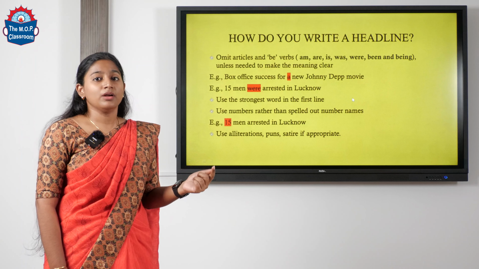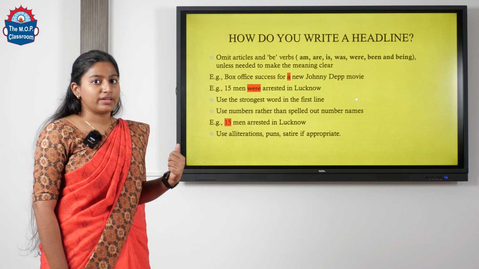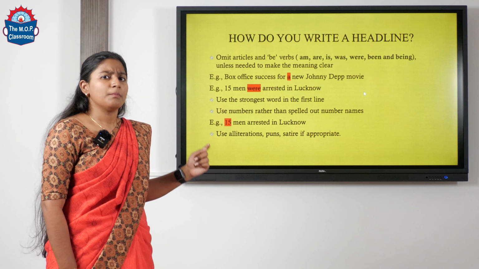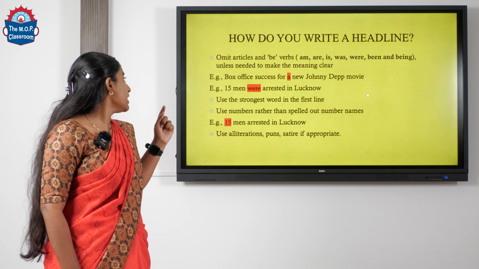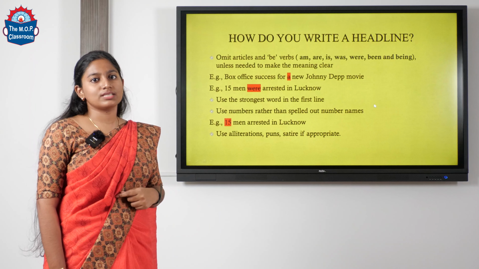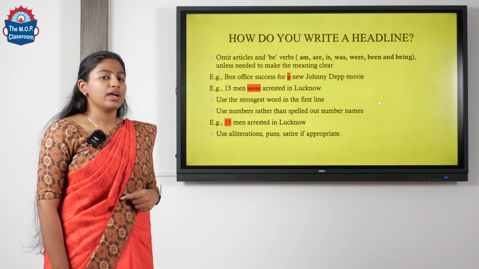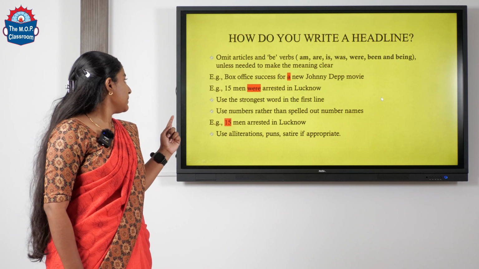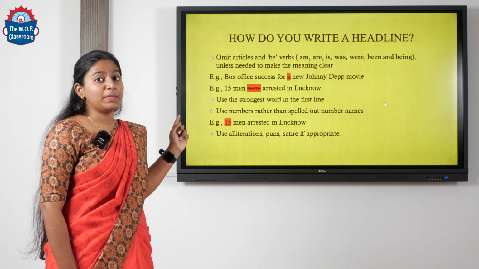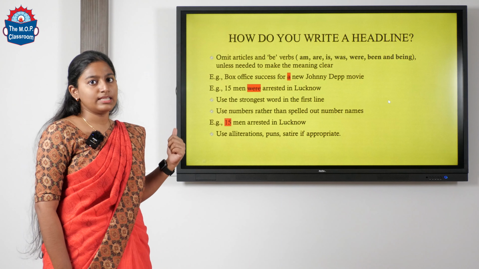You can also use them to make the meaning clearer, unless and until it is required. Here we have an example, box office success for new Johnny Depp movie. But the correct grammatical way of writing it would be box office success for a new Johnny Depp movie. Since you are going to use this sentence as your headline, you can omit the article here. And in the next example, 15 men arrested in Lucknow. The correct grammatical way of writing it would be 15 men were arrested in Lucknow. But here you can remove the be verb since it is in headline.